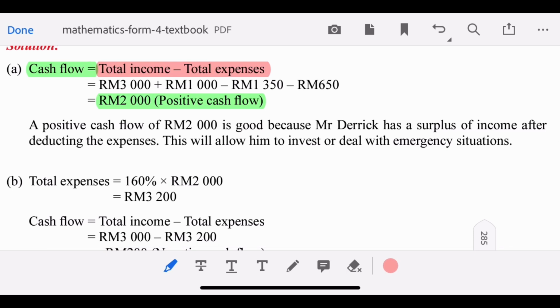The positive value actually means positive cash flow. So a positive cash flow of 2,000 is good. It's a lot, because Mr. Derek has a surplus. Surplus, please memorize the word surplus.